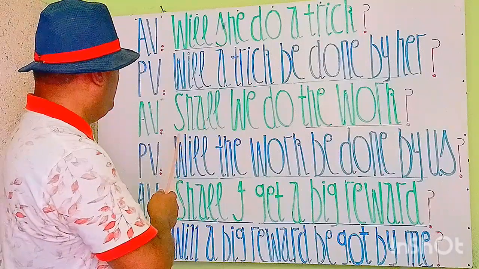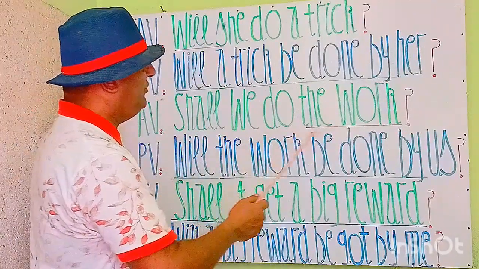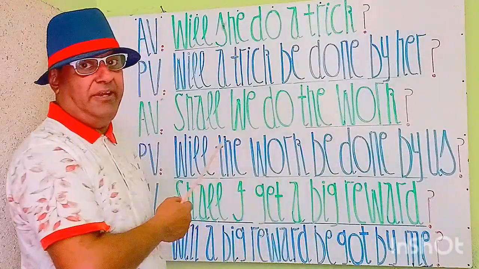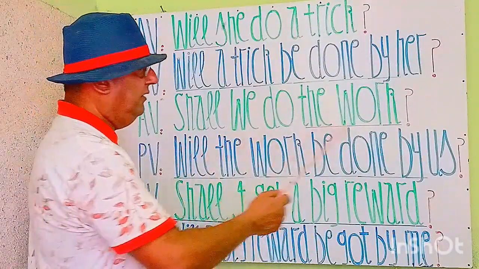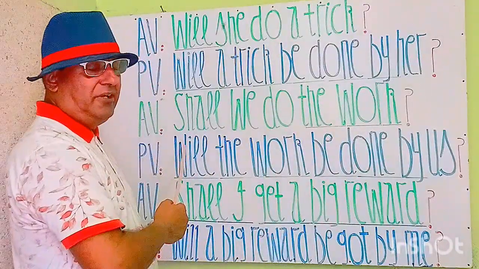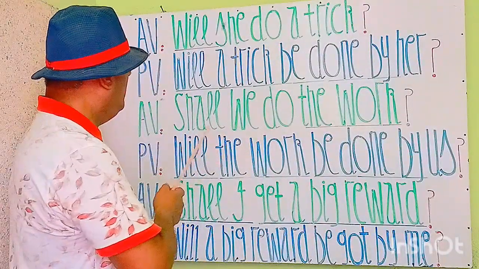Yes, my students. The next statement is: Shall we do the work? Interrogative sign. Shall we do the work? क्या हम काम करेंगे? Shall we do the work? क्या हम काम करेंगे?